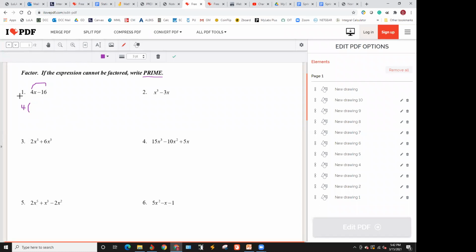Now, there's no x term on this one. If this one had an x squared and that one had an x, then we could go ahead and factor out an x, but there's only the number 4 that's common to both. So what times 4? Well, 4 goes into 4x, x times. And then 4 goes into negative 16, negative 4 times. See that? So 4 times x is 4x. 4 times negative 4, negative 16.